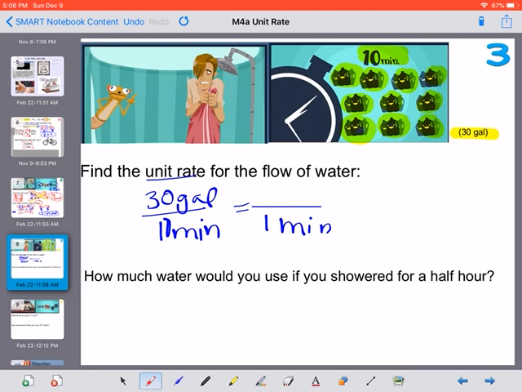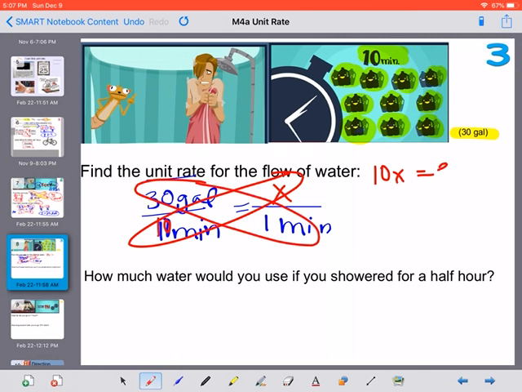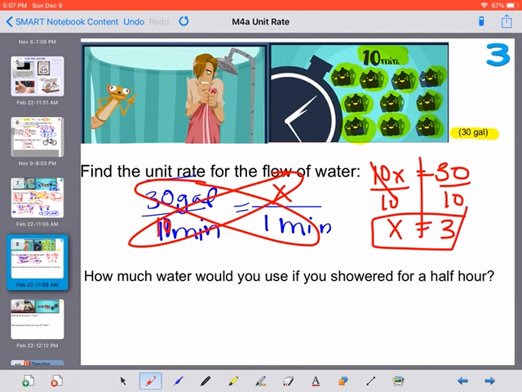So again, we can cross multiply. This is a 10. To figure it out, 10 times x is 10x. 30 times 1 is 30. So we can divide by 10. 30 divided by 10 is 3, which is exactly what we had right here to begin with. You can just divide to find your unit rate. You would use 3 gallons of water in 1 minute.